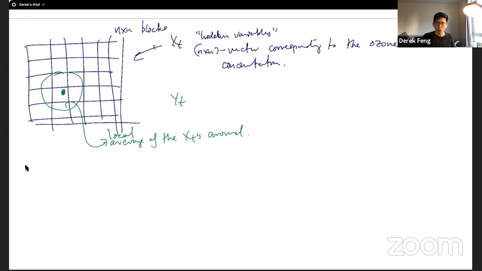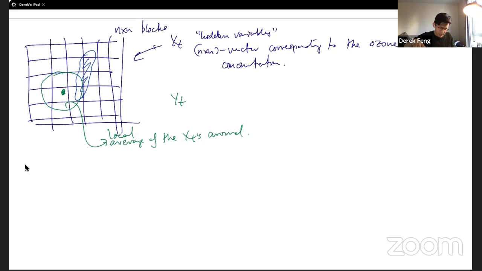So the way I'm going to set this up is the XTs are the latent variables that correspond to the true ozone concentration at that area in my Lake Michigan graph. And then the actual data points I get out: YT is going to be a local average of the XTs around my station. It's going to be some complicated function, but the key point is that YT is just a local averaging of that XT.